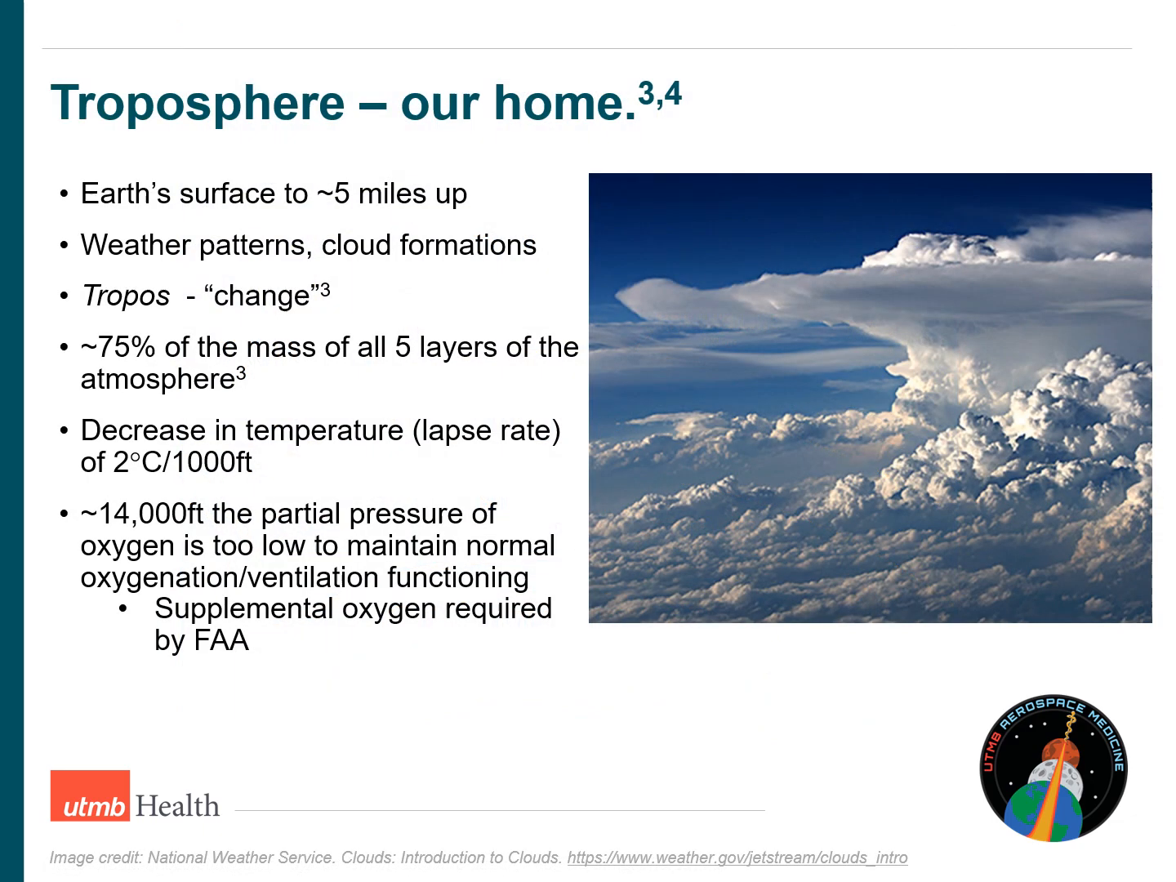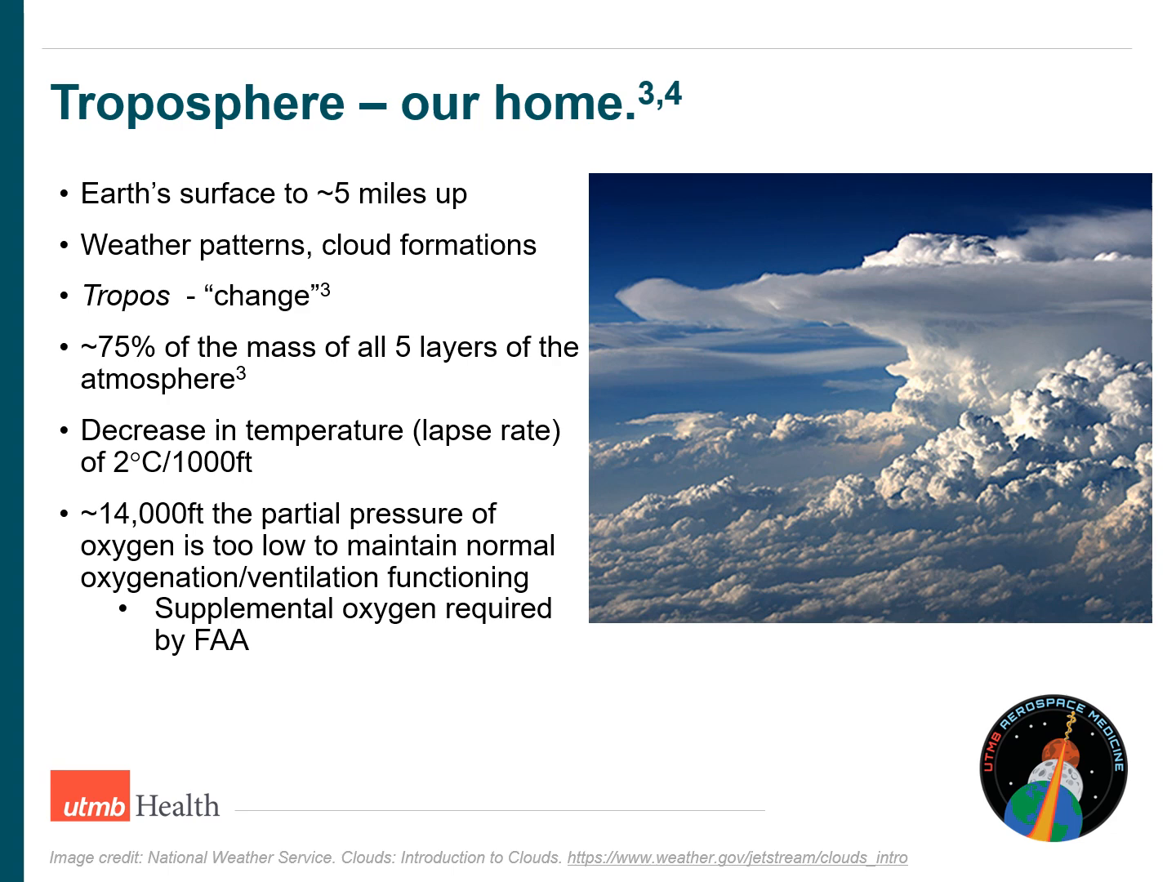The troposphere is the layer closest to the Earth and extends approximately 5 miles upwards. This is where we live and where weather exists. Tropos is Greek for turn or change, and troposphere is named for constantly changing weather. We talked about the pressure decreasing with altitude. So 75% of the mass of all 5 layers of the atmosphere is contained in the troposphere.